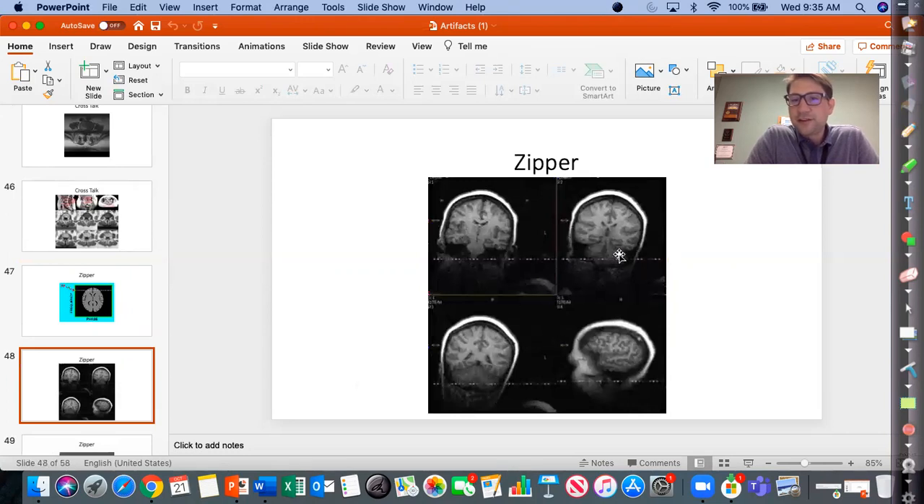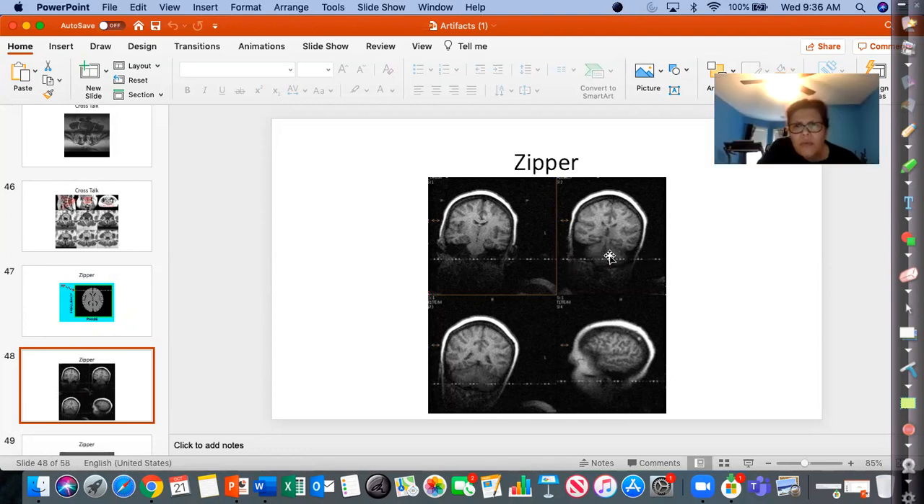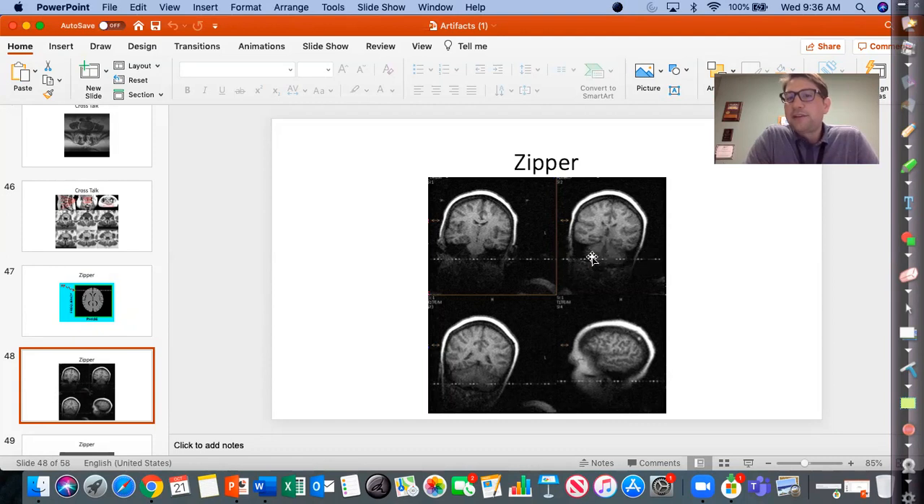So here's that artifact. Which direction is the frequency direction? Is it head to foot, or is it right to left? Which way is the artifact traversing the image? Is it right to left? It'd be right to left. So your frequency direction is going to be right to left. Your phase direction is going to be head to foot, because remember, this artifact streaks across the image in the frequency direction.